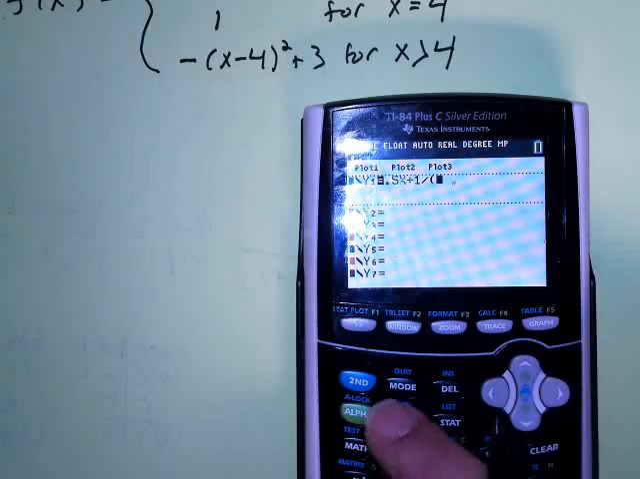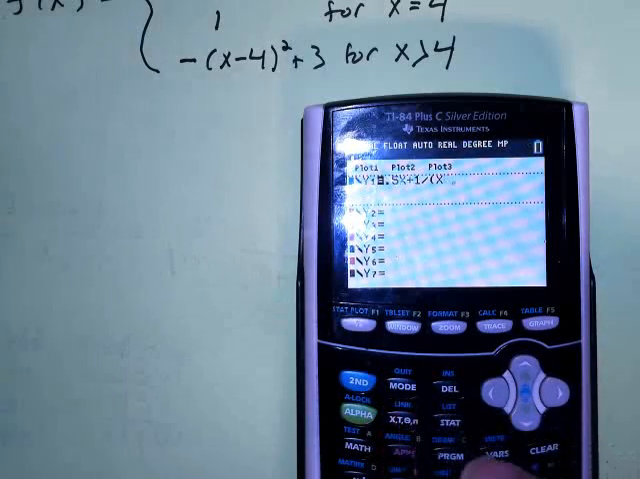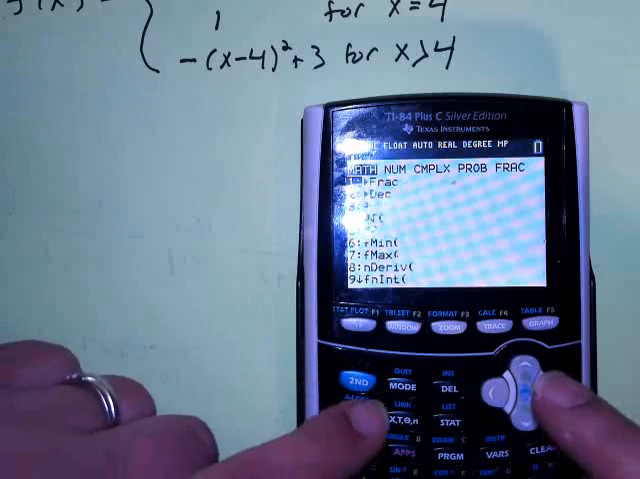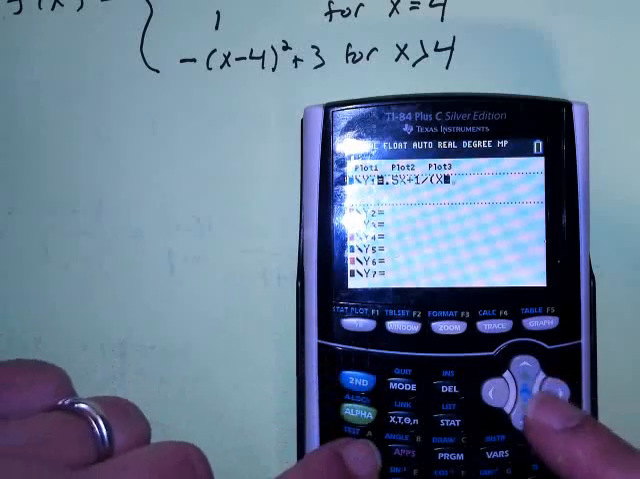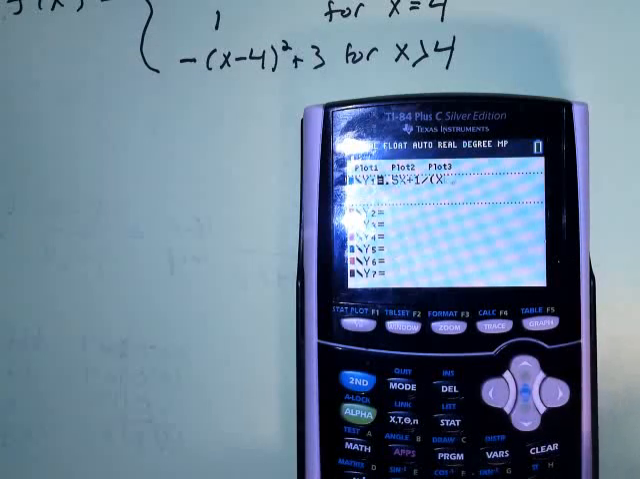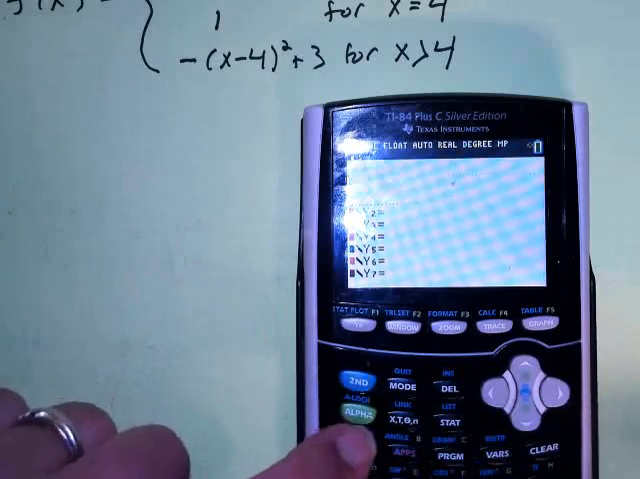Maybe I do x, and then I need to hit test. Where is that test? I'm going to hit math. Nope, not that. I knew it on my old one. There's a place where you can put in a less than sign. Oh, there it is. Second, math.